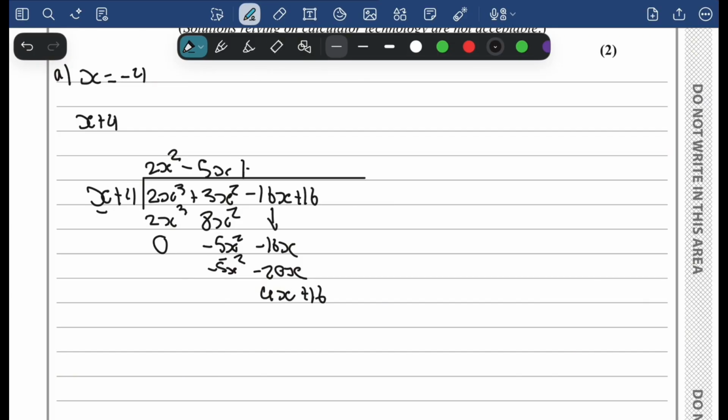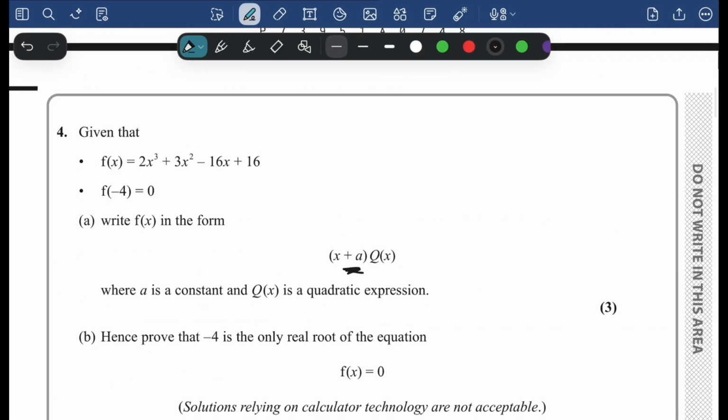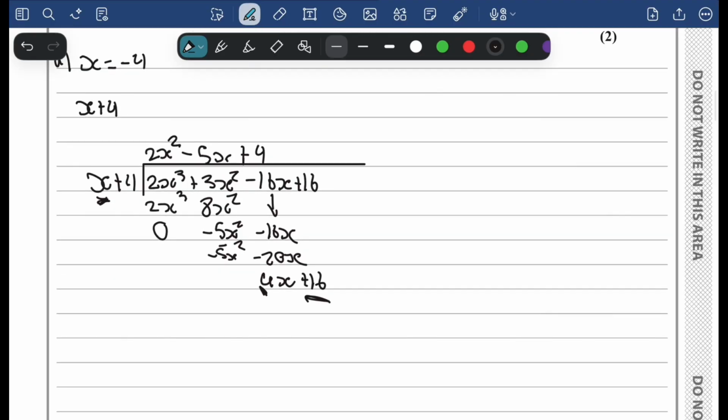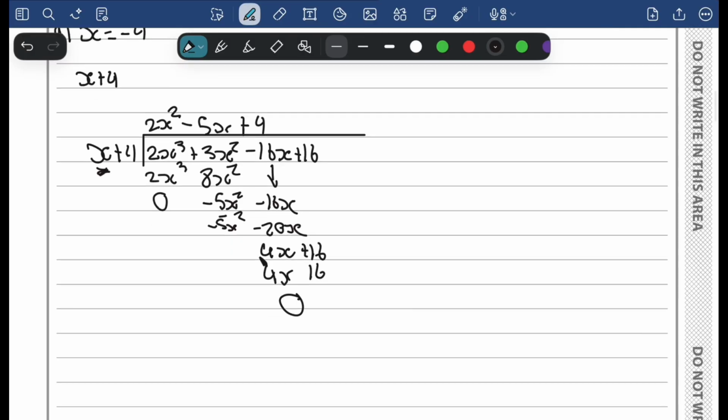And then we just finish it off, right? Plus 4, because we times x by 4 to get 4x. We don't really have to worry about the 16 because we can already see we've got the quadratic that we needed. And if you went to completion, which I'm just doing now, we'll see the equation just ends, right? Because 4 times x gives us 4x, so then 4 times 4 is 16, we take them away, we get 0, right? So that means that our final form is just this, x plus 4, bracket 2x squared minus 5x plus 4.